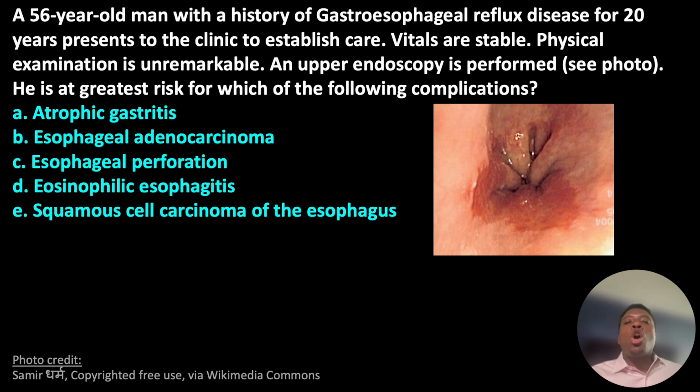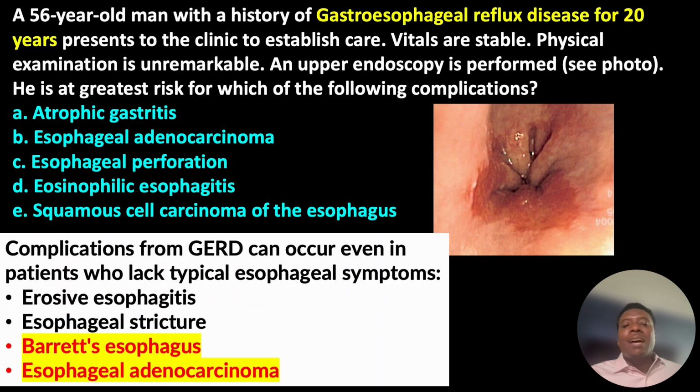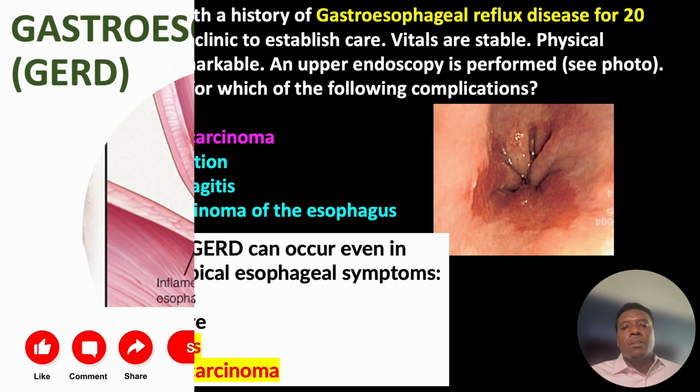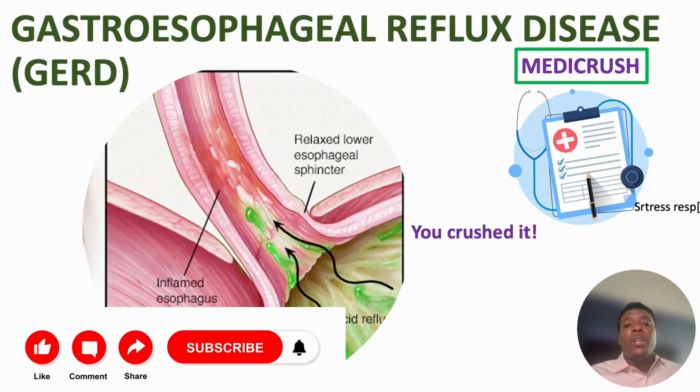This patient has a long-standing history of GERD for 20 years, and they do an upper endoscopy, and they see the classic metaplastic changes where the columnar cells now line the lower esophagus, known as Barrett's esophagus. If you have Barrett's esophagus, that is a precursor for esophageal cancer, specifically esophageal adenocarcinoma, making that the best answer here.